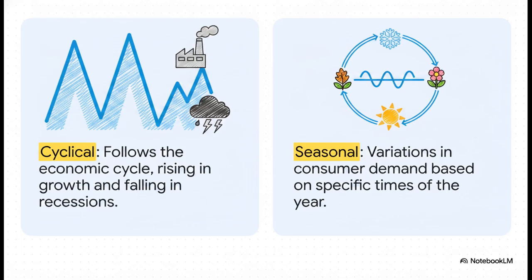Seasonal demand, on the other hand, is highly predictable. It happens on an annual calendar cycle based on specific times of the year, like a massive spike in retail sales right before the holidays. Recognizing exactly which fluctuation you're facing dictates exactly how you adjust your product, price, place, and promotion.